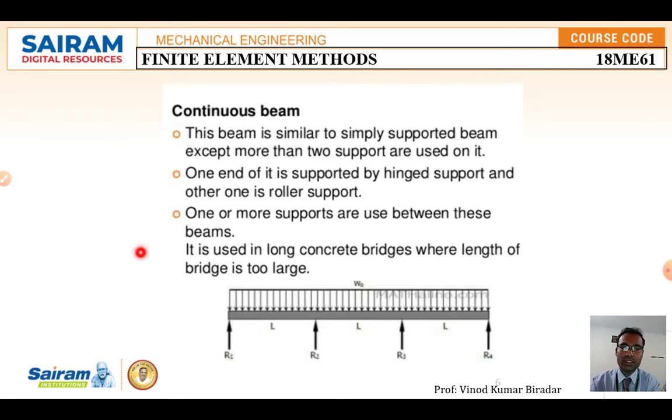Coming to the continuous beam. A beam on which a uniformly distributed load acts along the beam, such an element we are going to call a continuous beam element. Look at the diagram: along the full length of the element a uniformly distributed load is acting. This beam is similar to the simply supported beam, except more than two supports are used. One end is supported by a hinged support and the other end is a roller support, same as in the simply supported beam, and one or more supports are used between them.